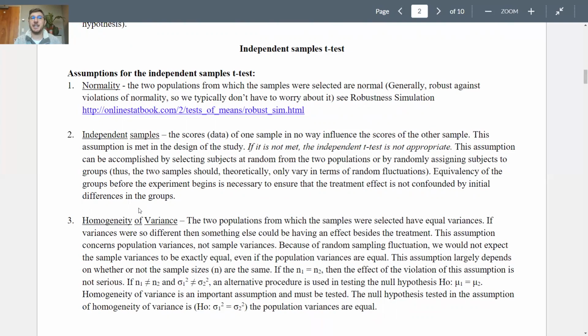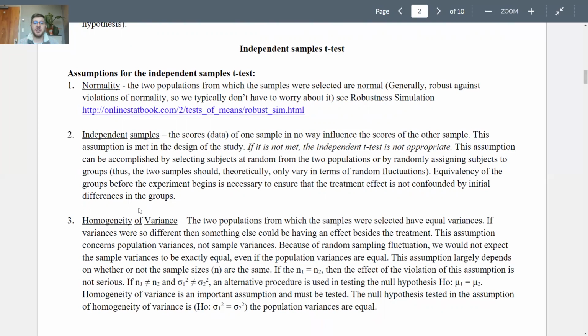So the independent samples t-test makes three assumptions. One assumption we would call normality. And so this says that the populations from which the samples were drawn are normally distributed. We're typically not too worried about violating this assumption, especially as our sample sizes get larger and larger. And this is mainly because of the central limit theorem that we talked about before. The central limit theorem says that as our sample size increases, the sampling distribution of the mean approaches a normal distribution, no matter what the actual parent distribution is.